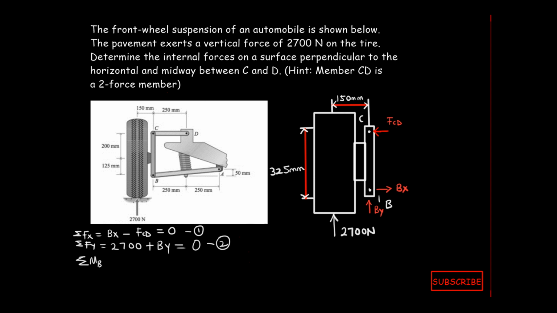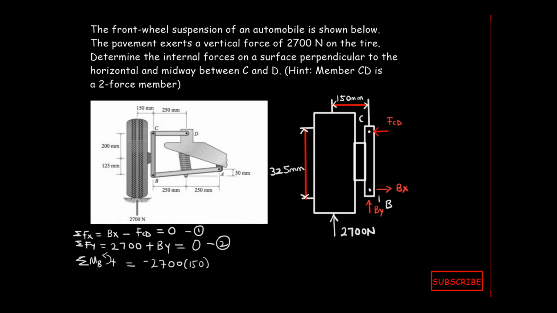Okay, taking the counterclockwise direction to be positive, this should be equal to the moment of the 2,700 newton about point B, which will be a clockwise moment. That will make it negative. Its perpendicular distance from point B is 150 millimeters. So we are going to have minus 2,700 times the 150 millimeters.